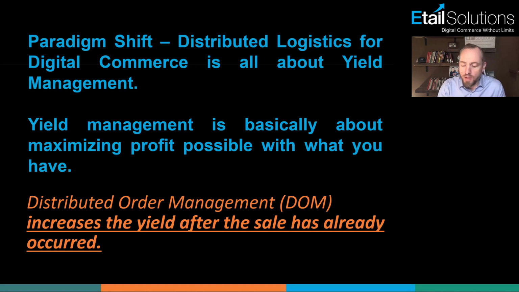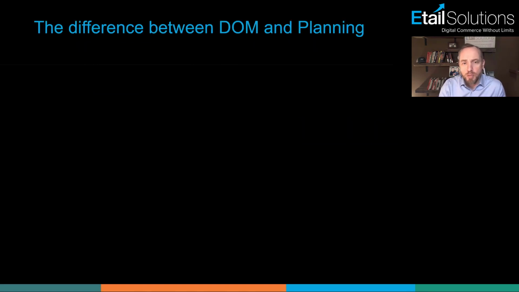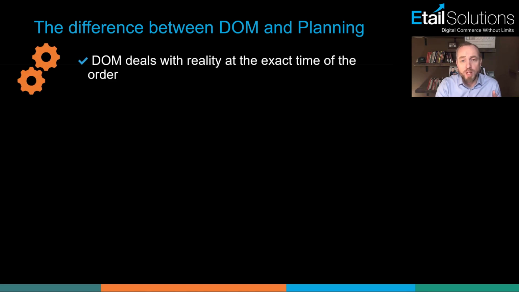Okay, but before we dive into what DOM is, I want to spend just a moment and talk about the difference between DOM and planning, specifically as it relates to inventory placement. DOM is going to route orders to the most effective location, but that means that there has to be inventory there, right? Inventory gets there, of course, because of the planning process. So it's important to understand the difference between these two very discrete functions. They're very different, but very, very complementary.